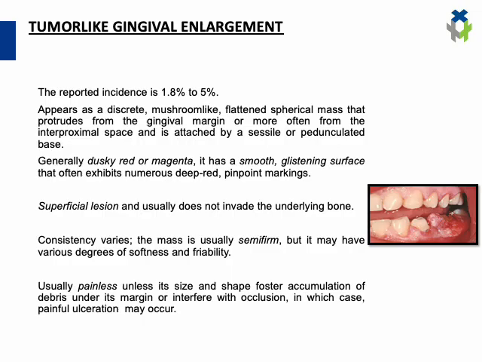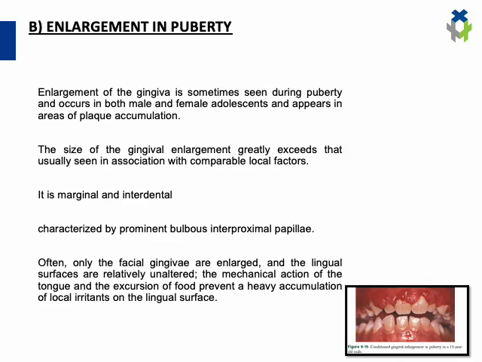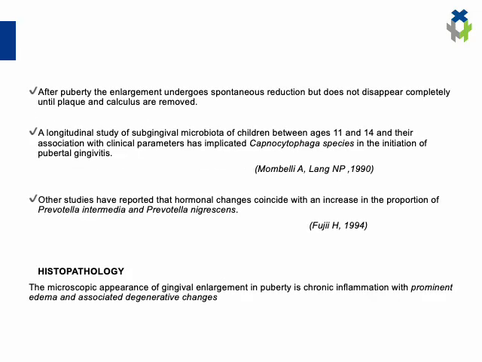It appears as a discrete mushroom-like flat and spherical mass that protrudes from the gingival margin or, more often, from the interproximal space and is attached by a sessile peduncle base. Another condition of gingival enlargement is enlargement seen in puberty. Enlargement of the gingiva is sometimes seen during puberty and occurs in both male and female adolescents and appears in the area of plaque accumulation. It is marginal and interdental, characterized by prominent bulbous interproximal papillae. After puberty, the enlargement undergoes spontaneous reduction but does not disappear completely until plaque and calculus are removed.